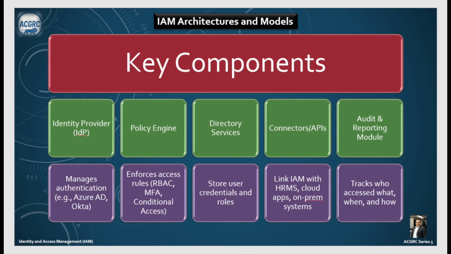The key components include the identity provider or IDP, which manages authentication. Example: Azure AD or Okta. Second is the policy engine, which enforces access rules like RBAC, MFA, conditional access, etc. Next is directory services, which stores user credentials and roles. Next is connectors or APIs, linking the IAM with HRMS, cloud apps, and on-prem systems. Next is the audit and reporting module. It tracks who accessed what, when, and how.